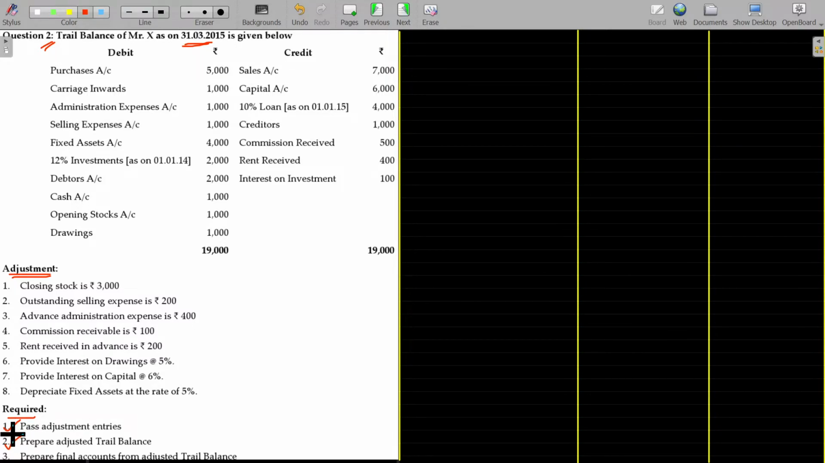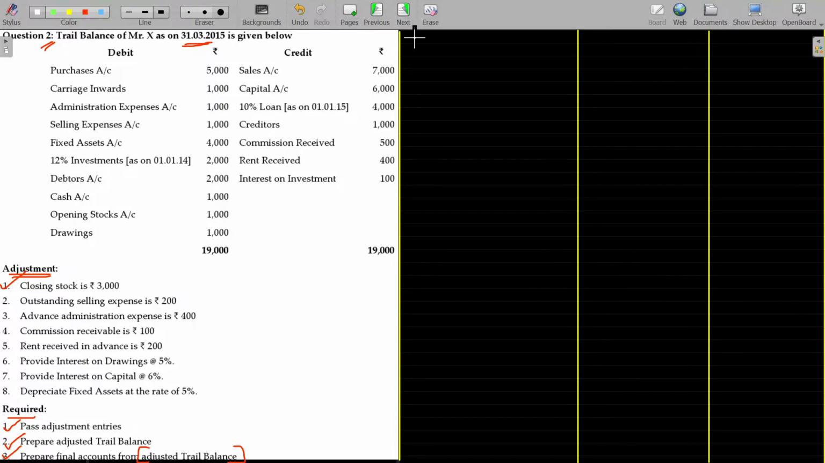Practically, we won't prepare the adjusted trial balance, it is not required at all. For understanding purposes only, I am going to guide you on how to prepare it. All the adjustments we are supposed to do while preparing the final accounts could have been already adjusted before the preparation of the final accounts. From the adjusted trial balance, we have to prepare the final accounts. Is that okay? For the stock, what is the journal entry?